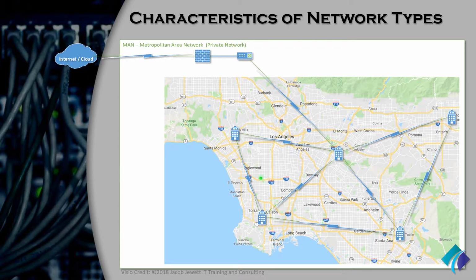So even though we're not depicting the internet here, these would still be considered a private network because only the corporation has access to it. It may be going through the internet or cloud, but since each one of these locations is directly communicating with each other through the cloud, it's still considered a private network, and in this case it would be called a metropolitan area network.